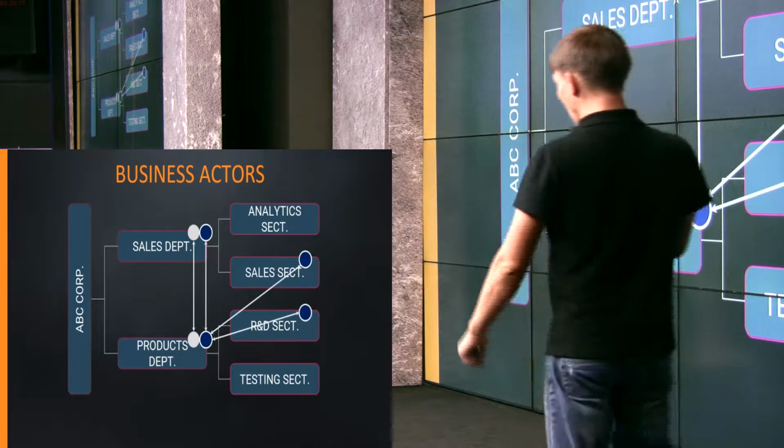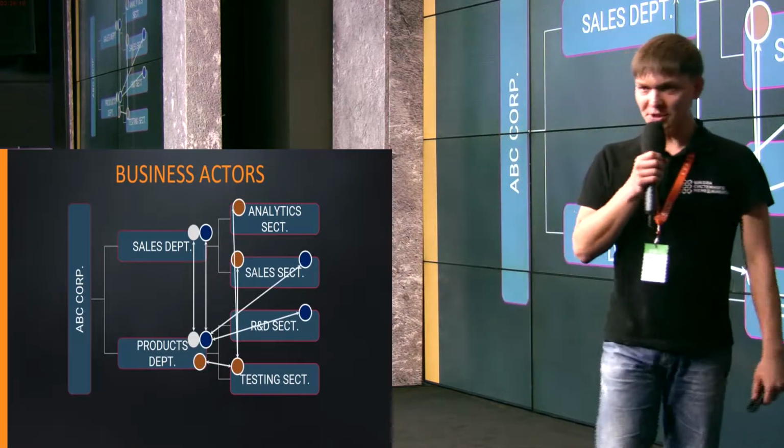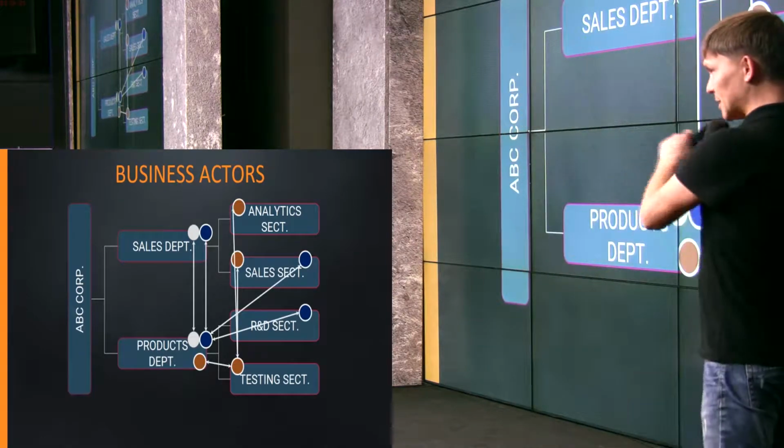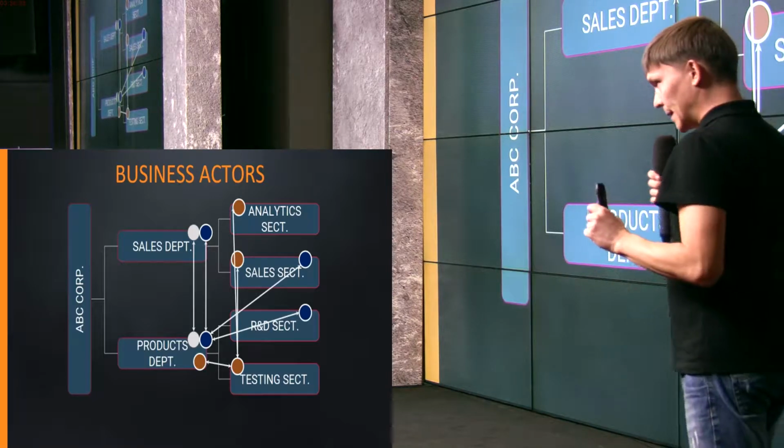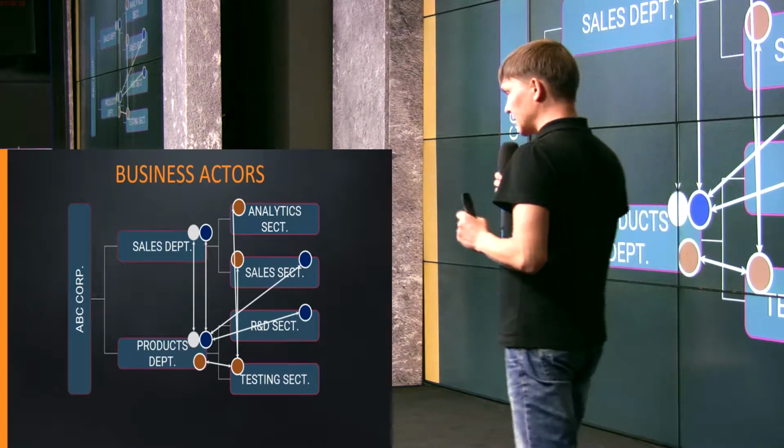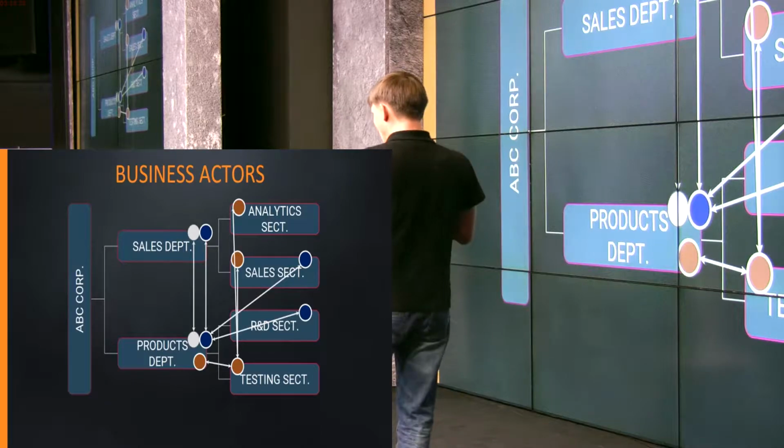And then you have working groups, and then you have project teams, and finally, this is a matrix organization where one person can be a part of several business actors. And job titles are not working in such kinds of organizations. And we have a lot of them.